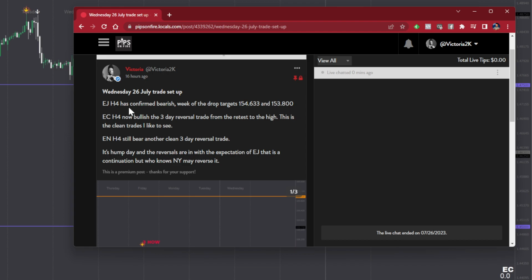EJ, it was originally starting off long this week, but then we had a situation where the high did not get taken out. Therefore, we started to drop it like it's hot. So that trade, we're going to talk about that. EC, I also looked at this one. It was bullish. We're on the third day reversal. It's a beautiful trade for the early birds. And then EN, another beautiful trade. Like this one was like all day, guys, all day.